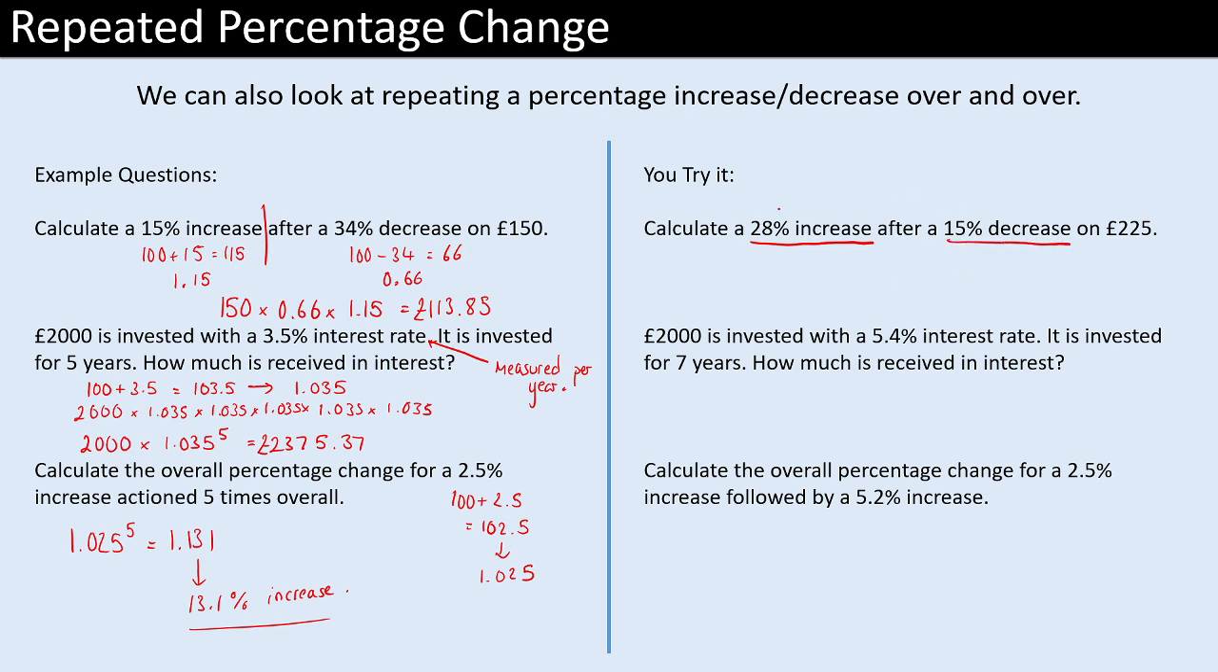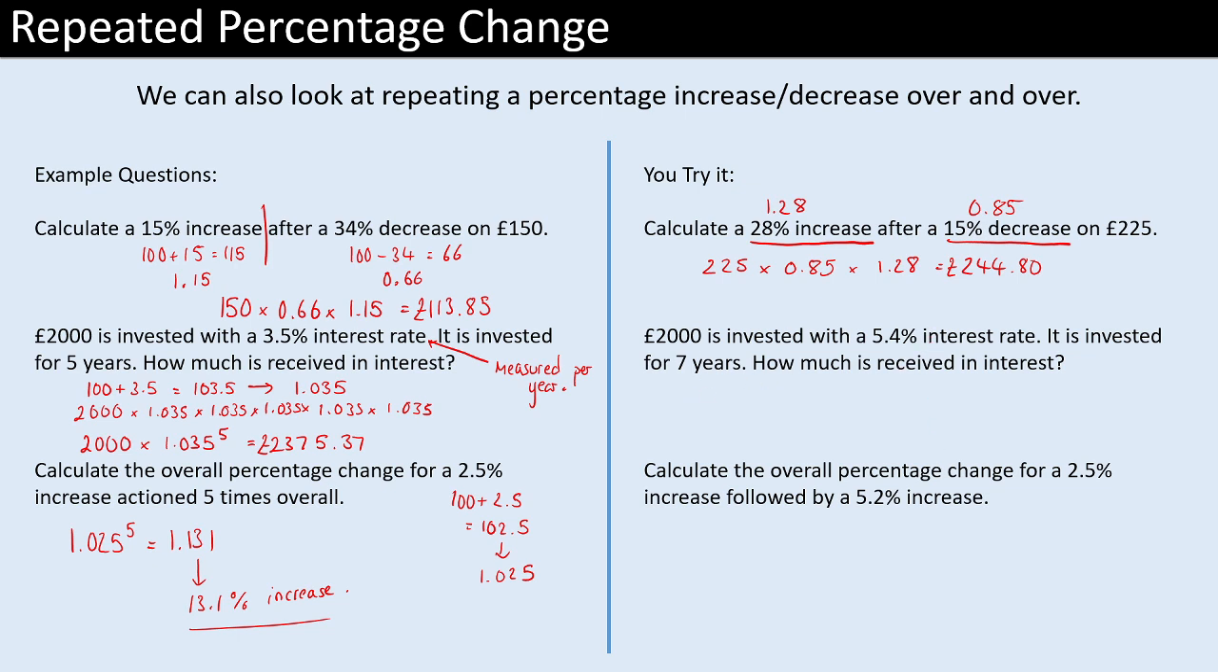Got to know our multipliers. So that's going to be 1.28. This is going to be a 0.85. So we're going to have 225 times 0.85 times 1.28, which is 244.8. Now, money, so 244.80.